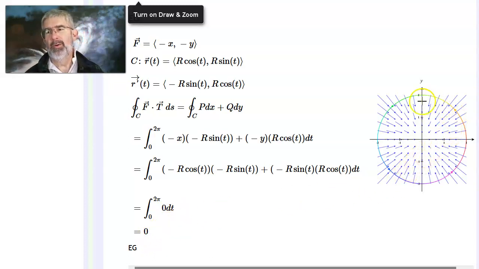Right? And so the circulation around that is 0. There is no net effect, essentially, of the vector field along the curve. It doesn't have any tendency to circulate. Anyway, special case of line integral of a vector function along a curve. This is the circulation. Enjoy.